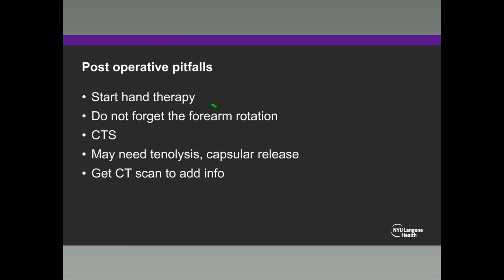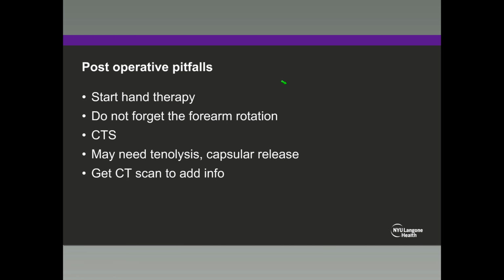Finally, postoperative pitfalls. Make sure you start hand therapy right away. Typically after fixation, when I'm confident in my fixation, I will put the patient in a postoperative volar plaster splint, but I will start finger range of motion immediately. I will start grip strengthening immediately. At 2 weeks, when I take the stitches out, I'll transition the patient to a removable wrist brace.